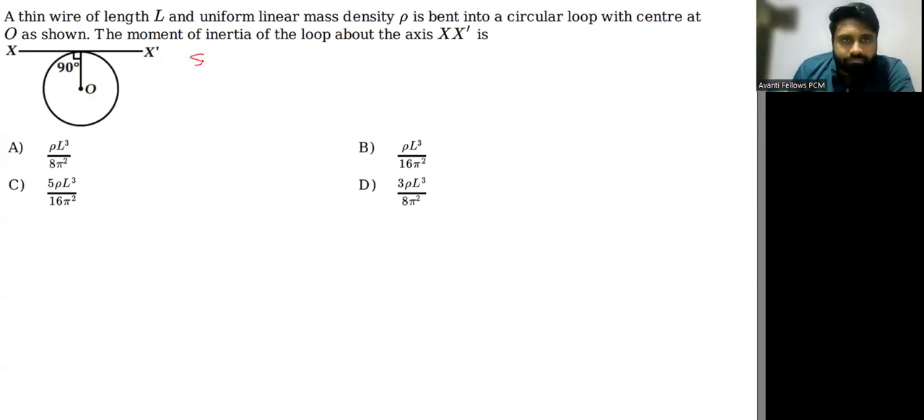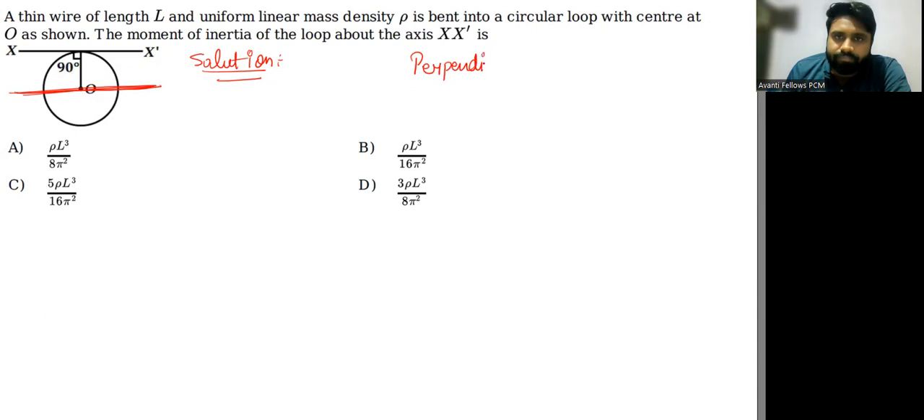Now, in this question, we need to apply the parallel axis theorem and perpendicular axis theorem. Simply, you are thinking that we can apply it, but you don't know the moment of inertia about this axis, the diametral axis. So we can apply the perpendicular axis theorem. So firstly, the perpendicular axis theorem.